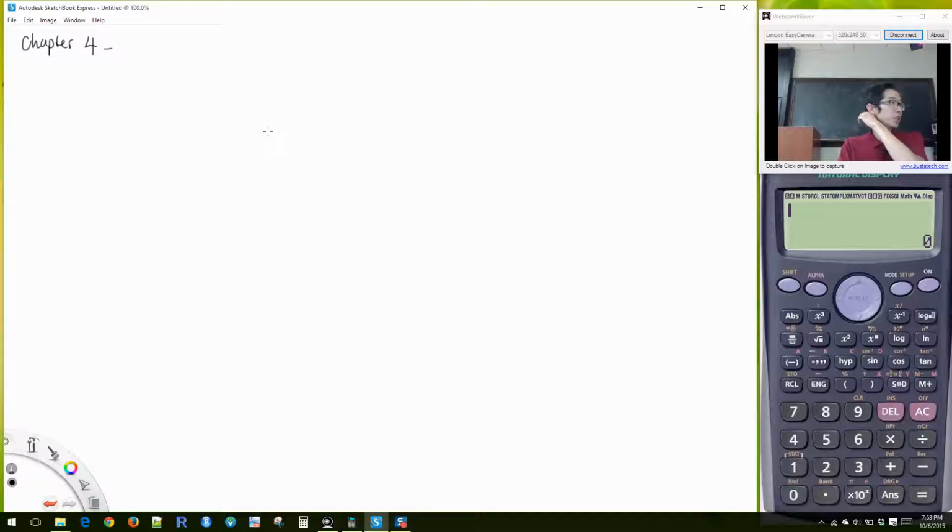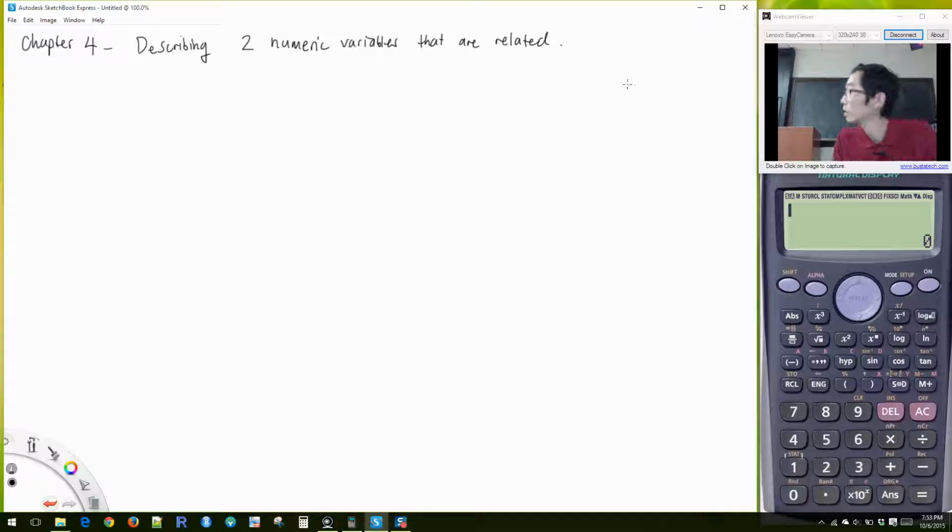Okay. So chapter 3 was all about summary statistics describing a set of data, a numeric variable, right? All of those things were for numeric variables. And in chapter 4, we're still going to describe data, except now we're looking at two numeric variables together, describing two numeric variables that are related.